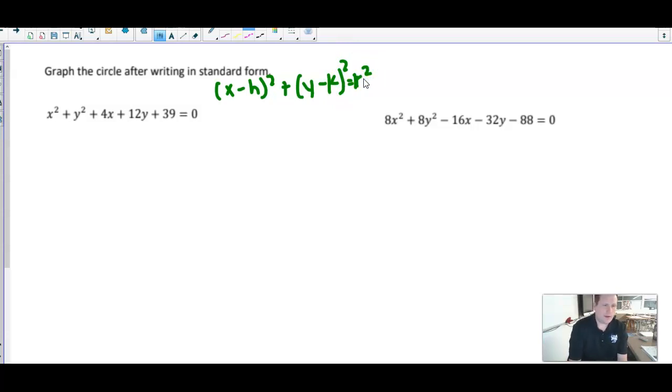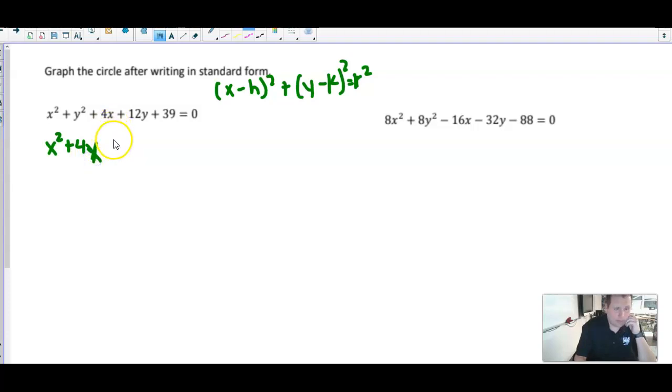So let me show you guys how we're going to do that. The first thing we're going to do, because we've got to manipulate a few things, is get the x and y's next to each other and the constant on the right side. For that, I need this x squared and this 4x right next to each other. I'm just going to go x squared plus 4x.